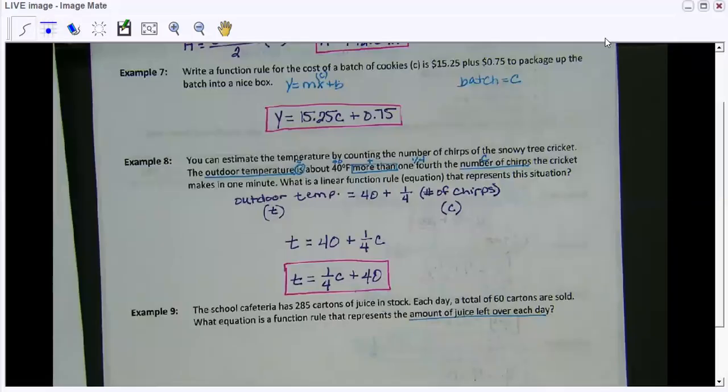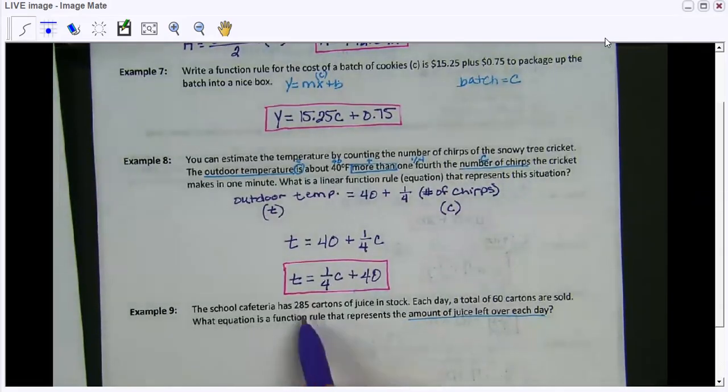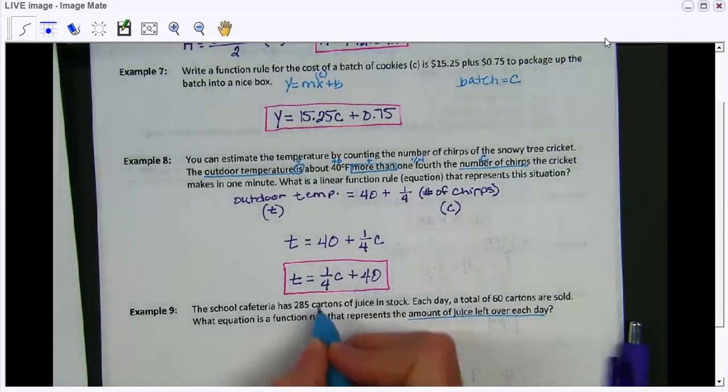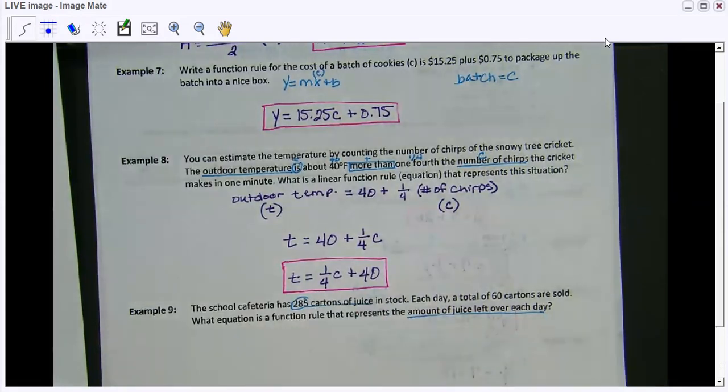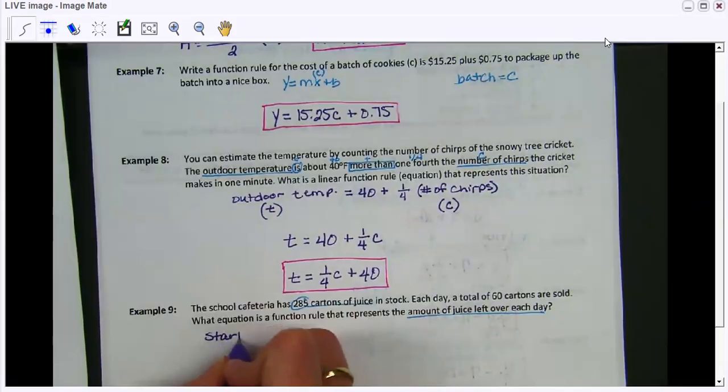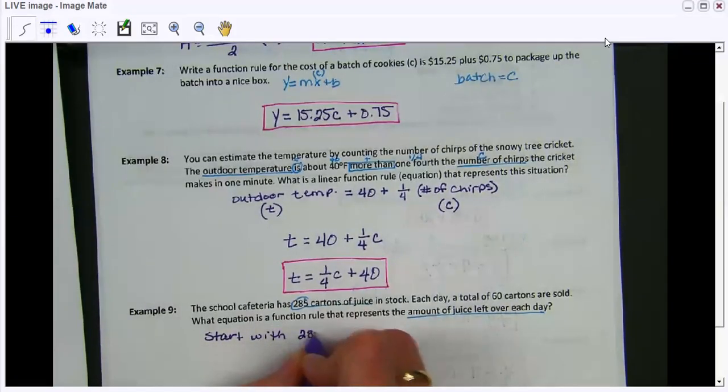So again, sometimes I'll write out the equation in sentence form, shortened sentence form. So that's what I'm going to do. Here it says they have 285 cartons of juice in stock. So they're starting with 285. So start with 285 cartons.